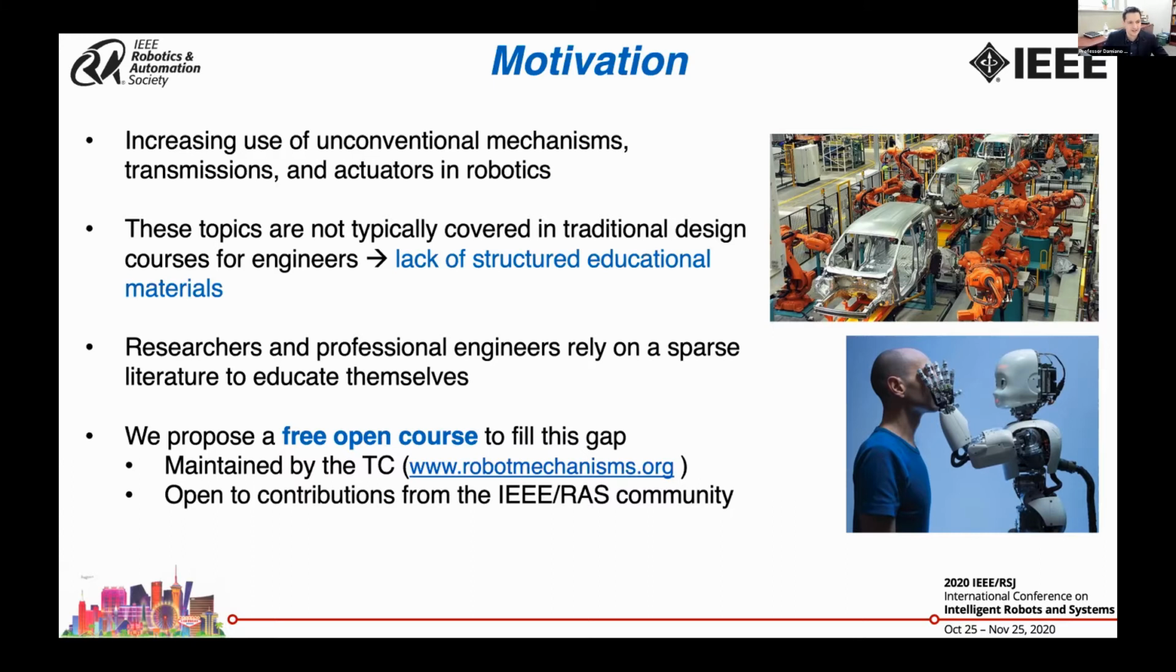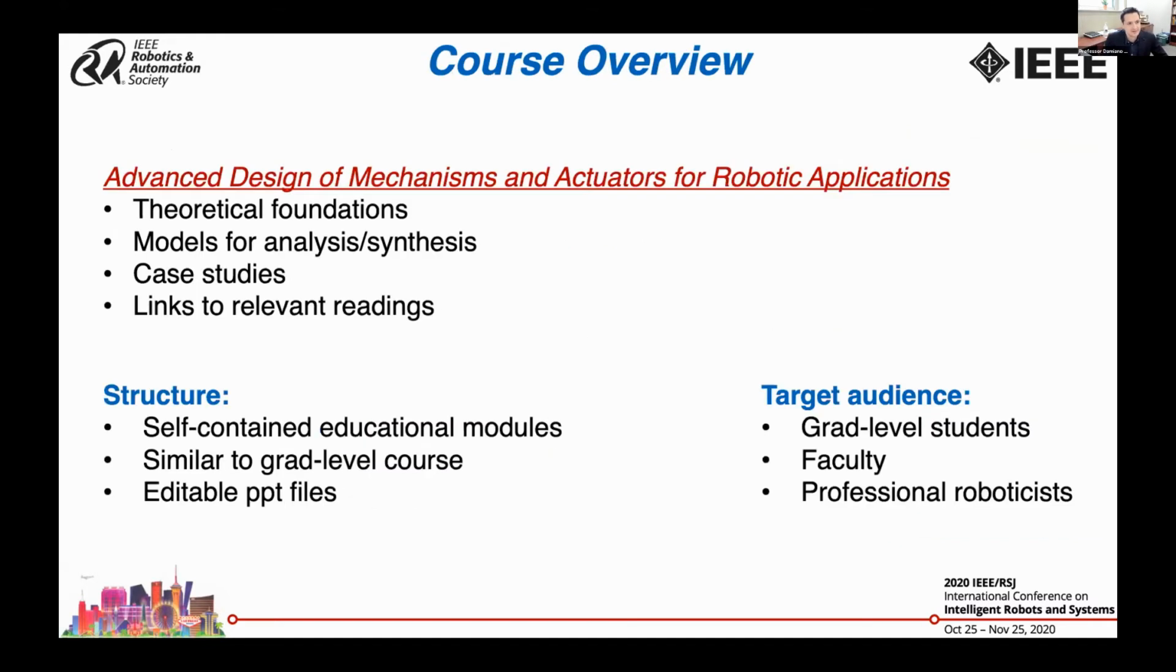So we came up with this idea of designing a new open course that will be freely available to the community, will be maintained by our technical committee, but it will be open to the contribution from the IEEE RAS Society. The main theme is on advanced design of mechanism and actuators for robotics applications. We included both the theoretical foundation and also design and analysis methods. And in addition to this more theoretical content, we also included case studies taken from the literature.